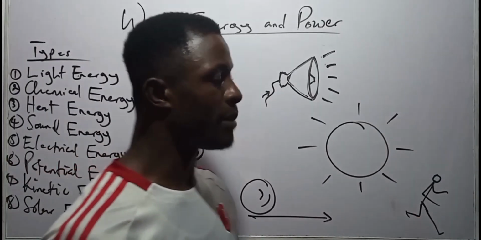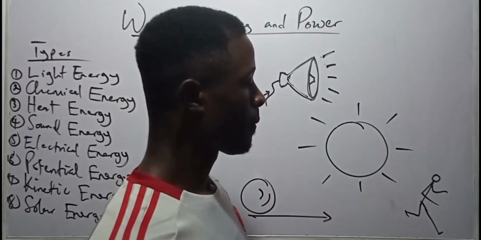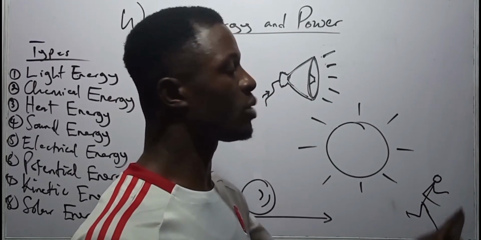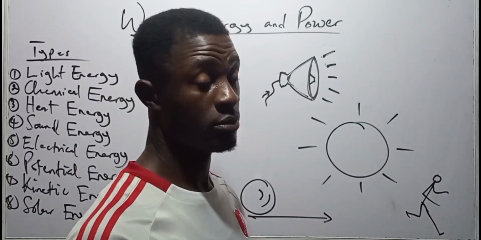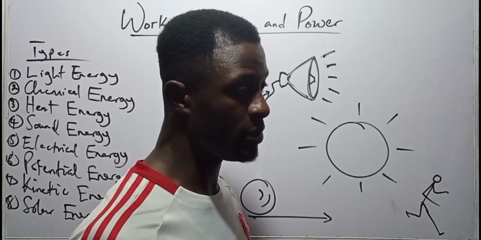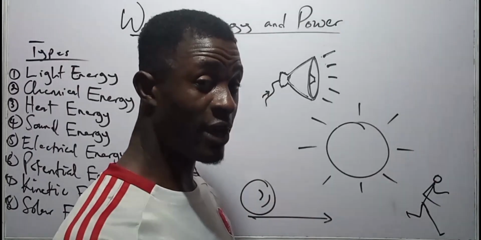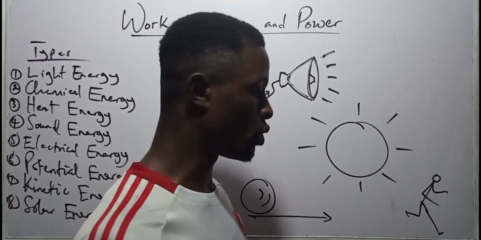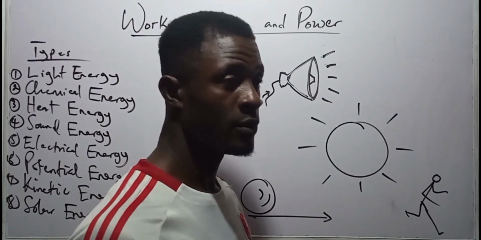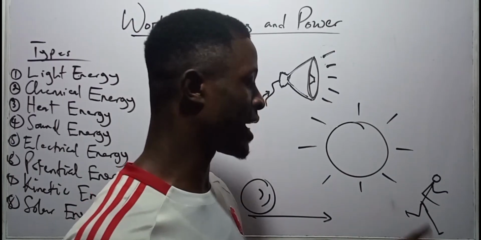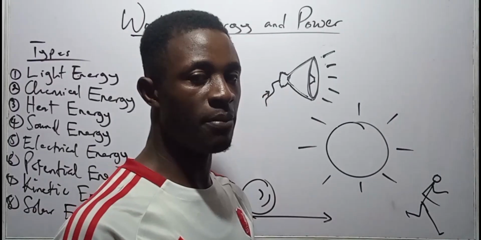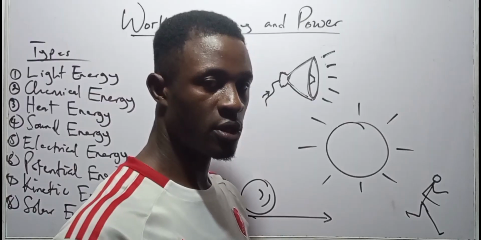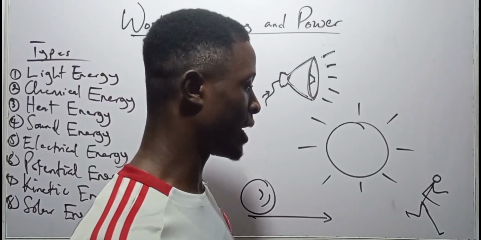Then look at this man. This man is running. He has numerous kinds of energy in operation. Before this man would have energy to run, this man must have eaten. The food that the man consumed before he started running will give the man a kind of energy that is called chemical energy, because food gives chemical energy.